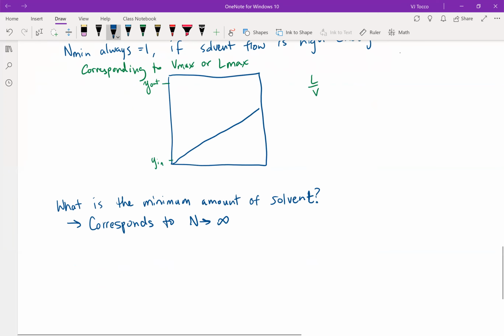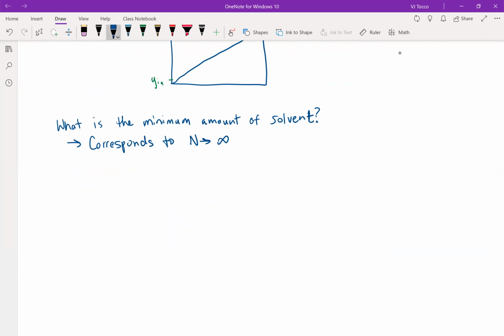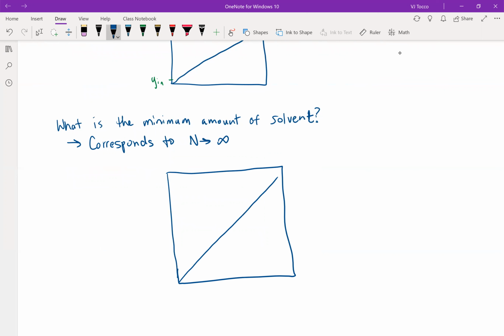Now, what does a column with an infinite number of stages look like? First of all, it's not an actual construct. This is just a thought experiment to design what the minimum amount of solvent is, just so that you can establish what your design space even is. So once again, let's start with equilibrium data, and we'll assume that the bounds of our axes are adjusted such that the slope of the operating line is about 45 degrees. It doesn't mean that the slope is 1. It just means that I'm adjusting the bounds of the axis to make it look like it's 1.